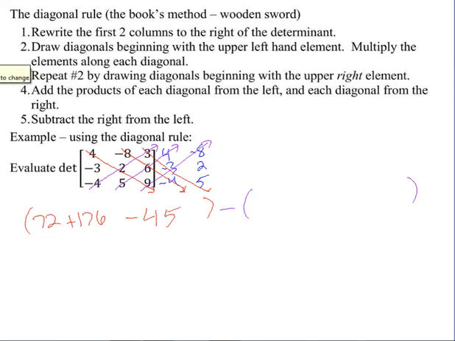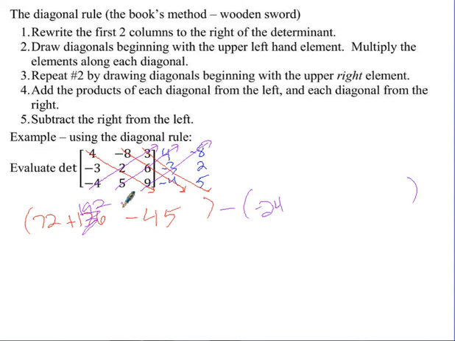Now I'm going to do my other diagonals. So I'm over here now. Negative 4 times 2 times 3. 2 times 3 is 6. Times negative 4 is negative 24. Negative 48 times negative 4 is 192. Whoever told me 176 was terrible. I was closer with 196.